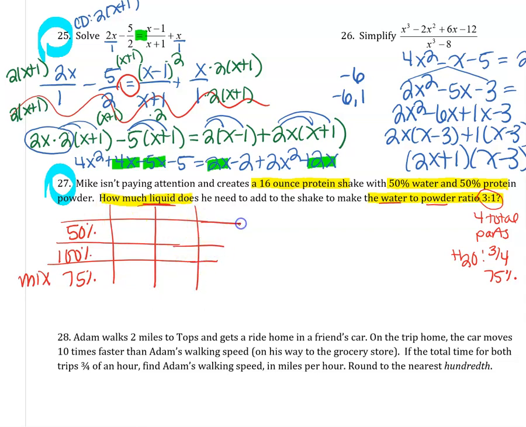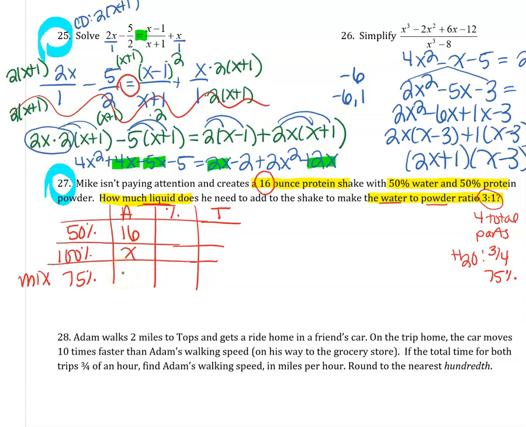All right, so those are the percentages we're dealing with. You've got amount, percent, and total for the tops of your columns. Now, remember he's starting with 16 ounces of the 50% water protein shake. How much liquid would be your x? So how much water does he have to add?